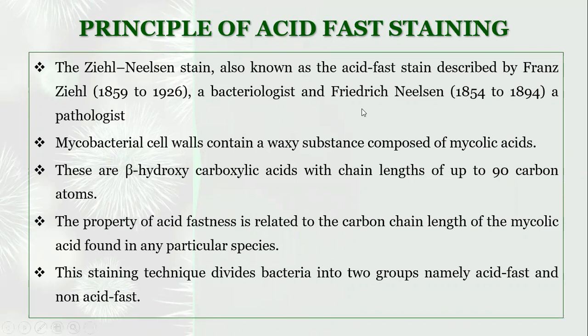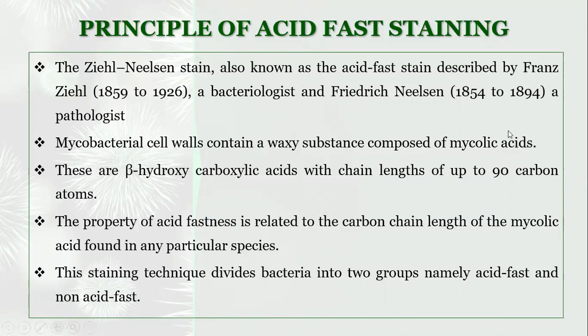Acid fast staining, also known as Ziehl-Neelsen staining, was described by Franz Ziehl and Friedrich Neelsen. Both described the acid fast staining. This staining technique is used to identify mycobacterial cells. These mycobacterial cells contain mycolic acid in their cell wall. They don't have peptidoglycan. They have mycolic acid.